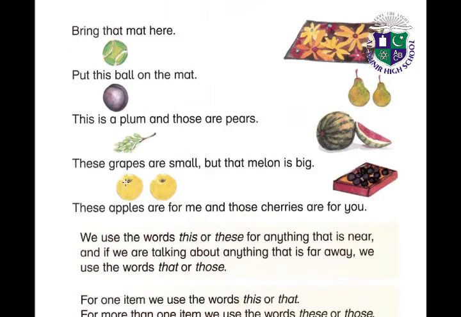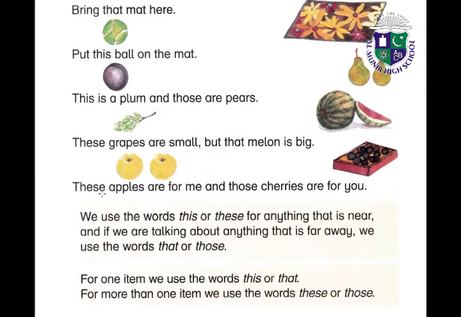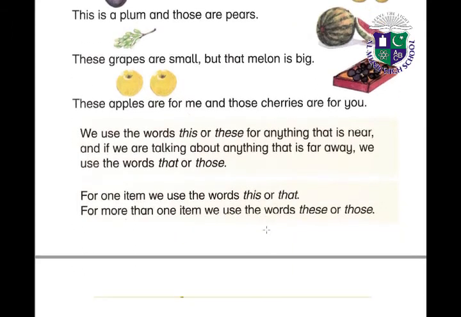In the next line, these grapes are small, but that melon is big. You can see the grapes are near to us and melon is far away from us. So we are using these for grapes and that for the melon. These apples are for me and those cherries are for you. These apples are near to us, so we are using here these. And cherries are far away from us, so we are using those. Clear? Okay.